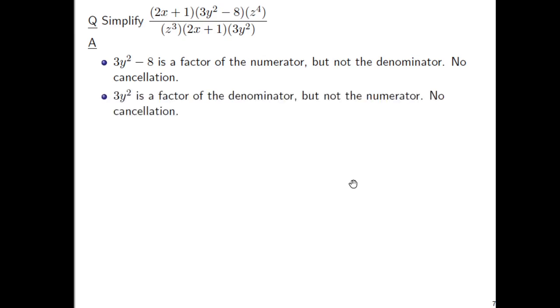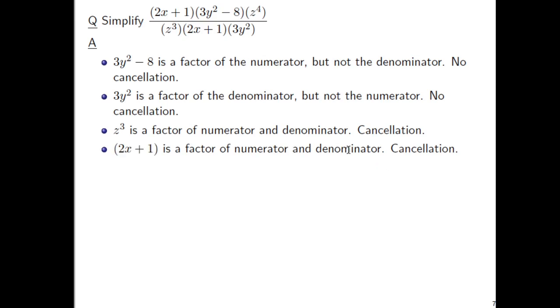3y² is a factor of the denominator. See, the denominator has 3y² times other stuff, but this is not a factor of the numerator, so no cancellation there. z³ is a factor of the numerator and the denominator. In the denominator, it's a little more obvious because there's a z³ staring at us right there. And the numerator, sure, it has a factor of z³ because of what we had just talked about on the previous slide, so there is cancellation there. Also, 2x + 1 is a factor of both the numerator and denominator.